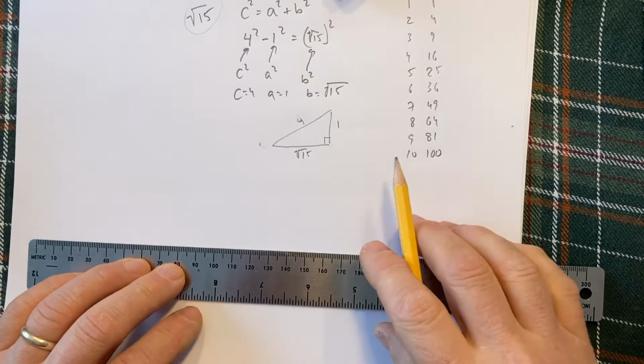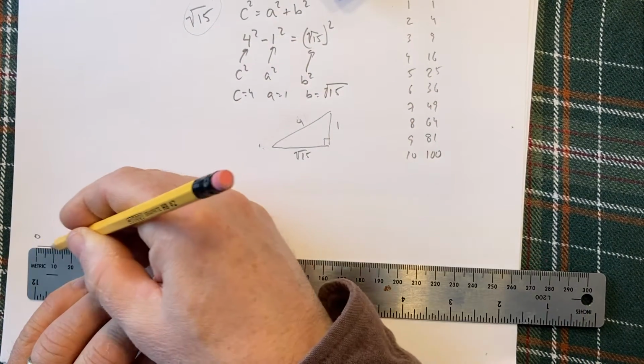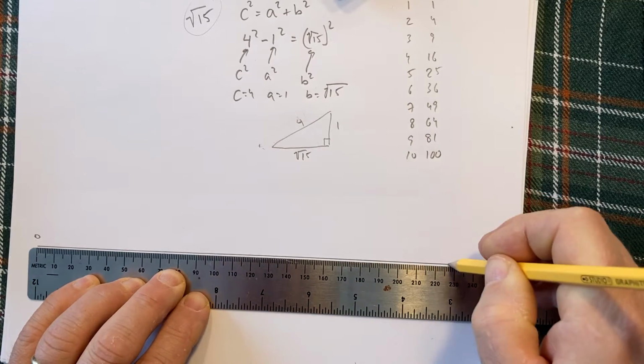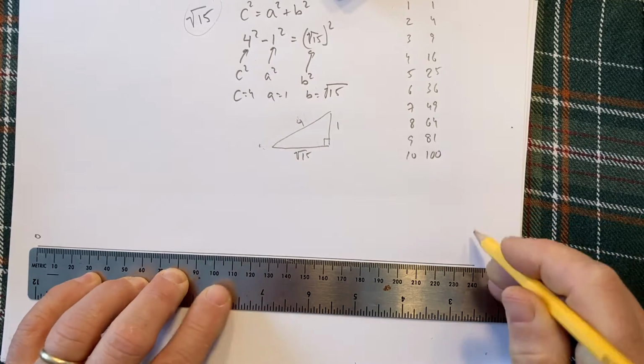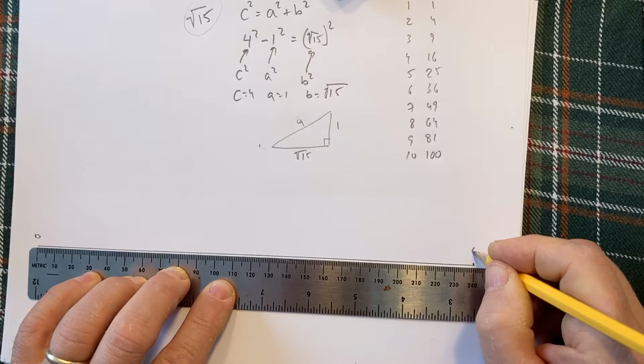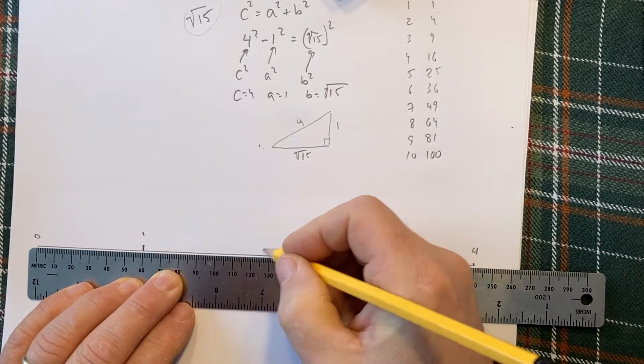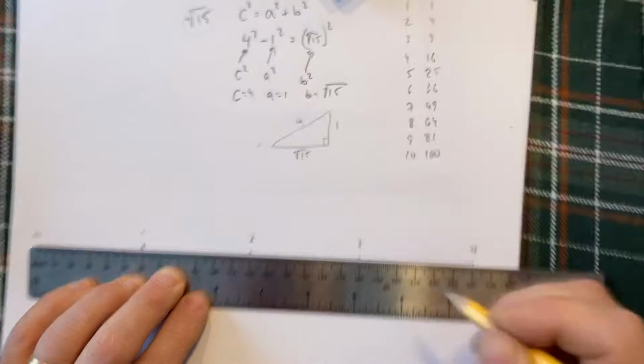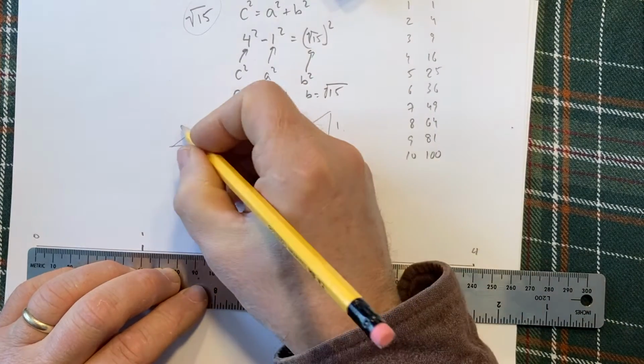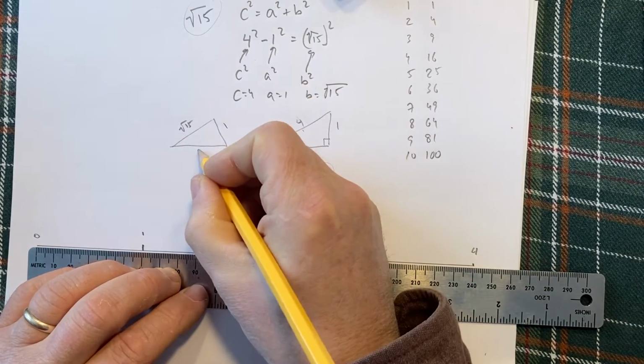I'm going to make a number line that goes up to 4. I'm going to start with 0, all the way up to 24, because 4 goes into 24. This will be my 4. Every 6 centimeters will be 1. That's my 1, and that's my 4. So this is going to be my root 15, and that's going to be my 1, and that's going to be my 4.